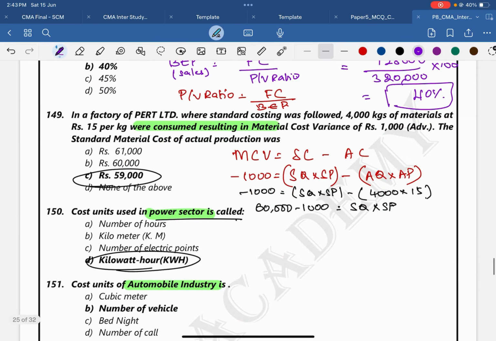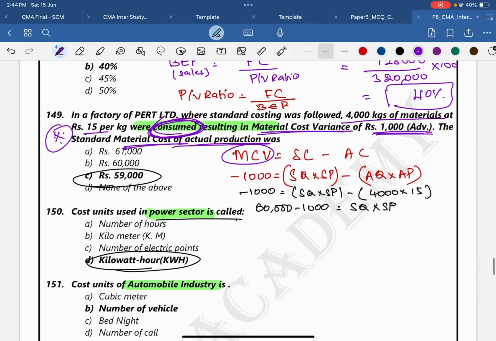Then 149. In a factory where standard costing is followed, this question is important. Where a standard costing system was followed, 4,000 kgs of material at 15 per kg were consumed. Consumed is nothing but actual, resulting in a material cost variance of 1,000 adverse. They are asking for the standard material cost of actual production.